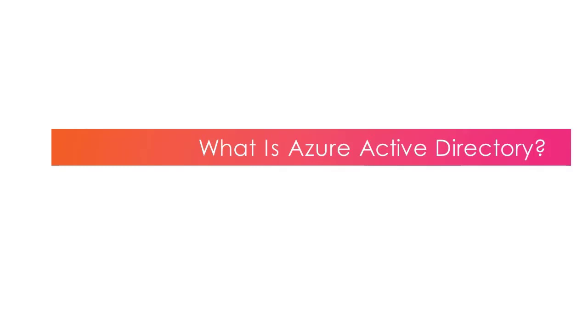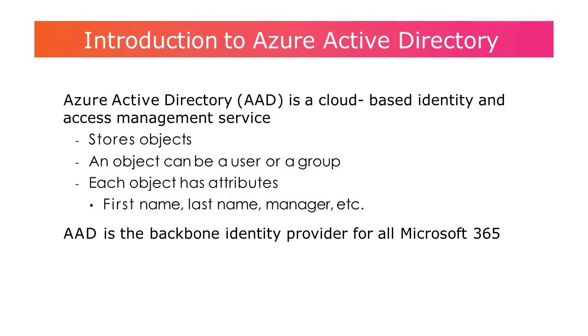Let's start by learning what Azure Active Directory is. Azure Active Directory, often called AAD, is a cloud-based identity and access management service. AAD stores objects, and those objects can be, for example, a user or a group. Each object has attributes attached to it. So for example, an attribute can be a first name, last name, manager, and so on, and if it's a user object, of course it also has an encrypted password attached to it.